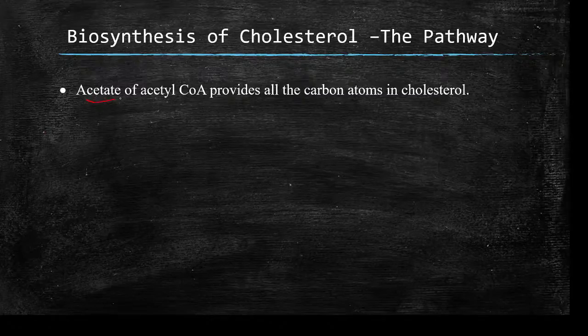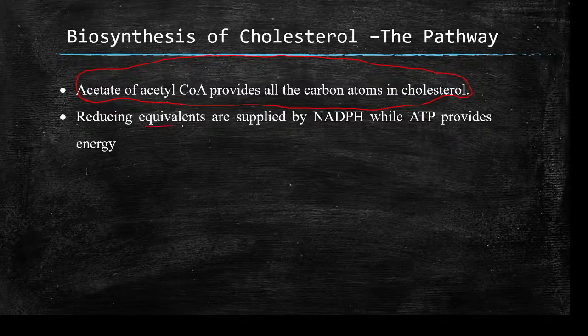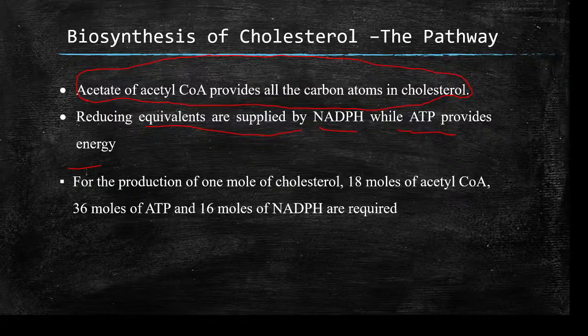Here the acetate of acetyl-CoA provides all the carbons of cholesterol. So this is the only thing. Acetyl-CoA is the only source of atoms for cholesterol. The reducing equivalents are supplied by NADPH and ATP will provide energy. So this is an anabolic reaction. We are building a large molecule from a small molecule. We are taking the acetyl-CoA 2 carbon unit and building a 27 carbon large molecule. So it is an anabolic pathway, and it consumes energy.